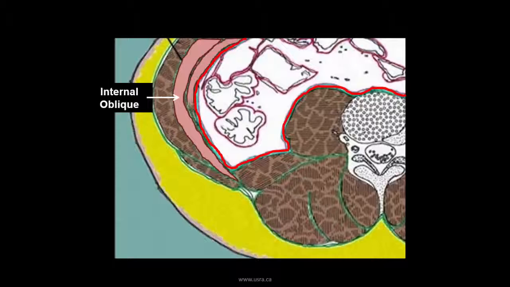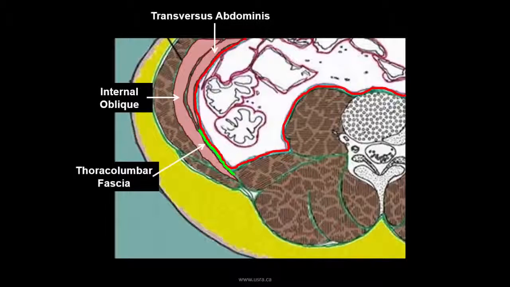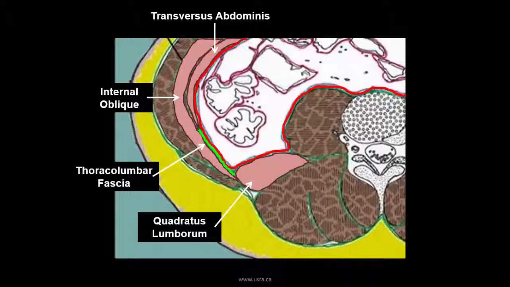Note that the transversus abdominis and internal oblique taper off posteriorly into a common aponeurosis, also called the thoracolumbar fascia, where they meet the lateral border of quadratus lumborum. The tapered end of transversus abdominis is an important landmark for performing the block.